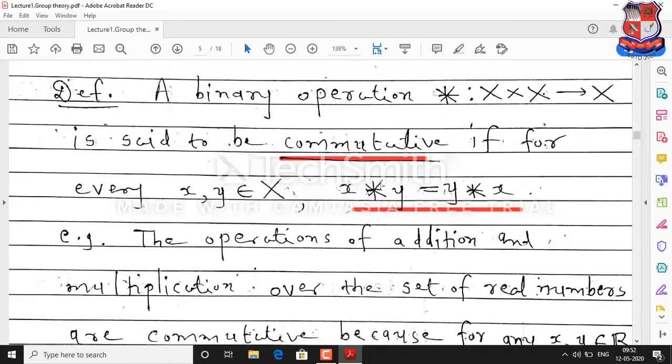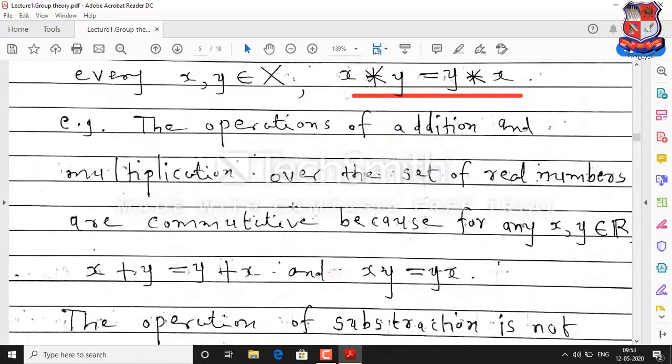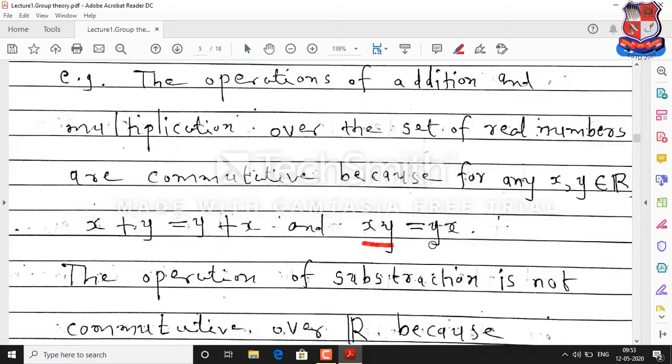So this is a simple definition. If we reverse the order of elements, and their value does not change, then the operation is said to be commutative. A simple example is the addition operation on the set of integers or on the set of real numbers. We know that x plus y equals y plus x, so addition is a commutative operation. Similarly, if we consider the multiplication operation on the set of real numbers or integers, then multiplication is also commutative. We know that x into y equals y into x.